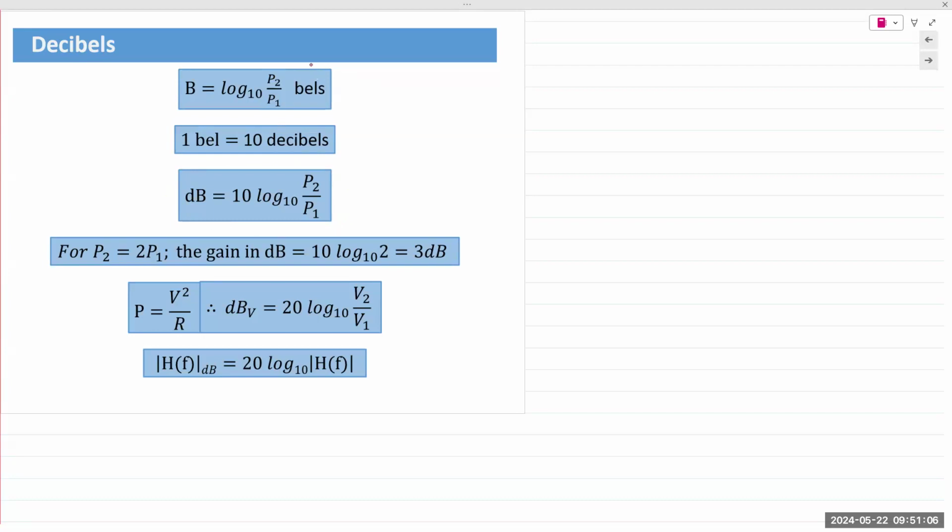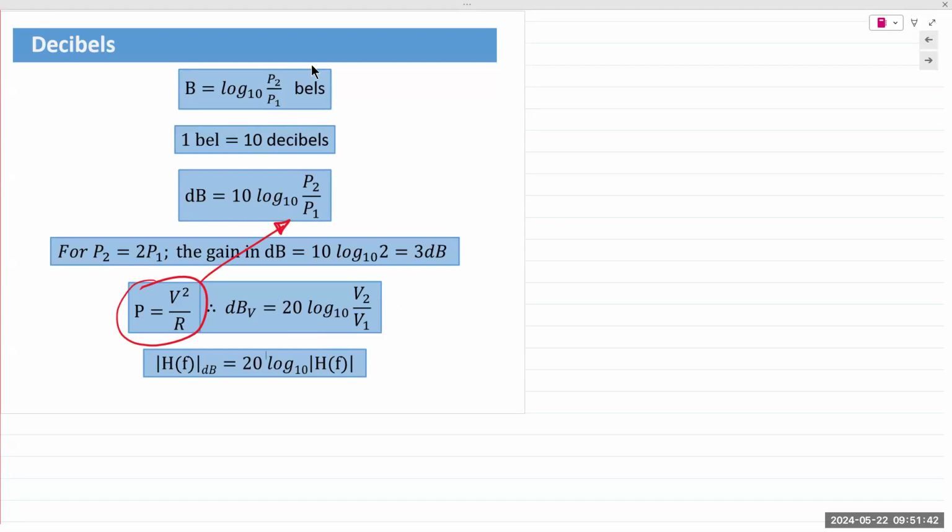dB is 10 times log of P2 over P1, meaning the ratio of 2 powers, to the base 10. Okay? The ratio of 2 powers. Power is V squared over R. When you plug that into this equation, your decibels in volts comes out to be 20 times log of V2 over V1.